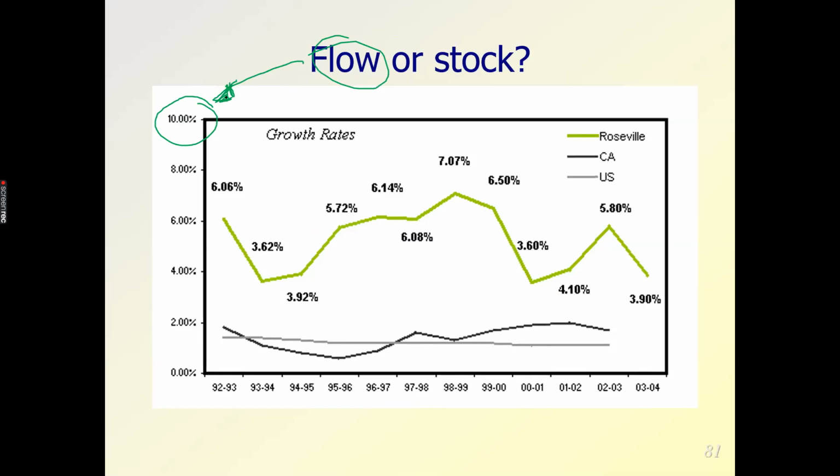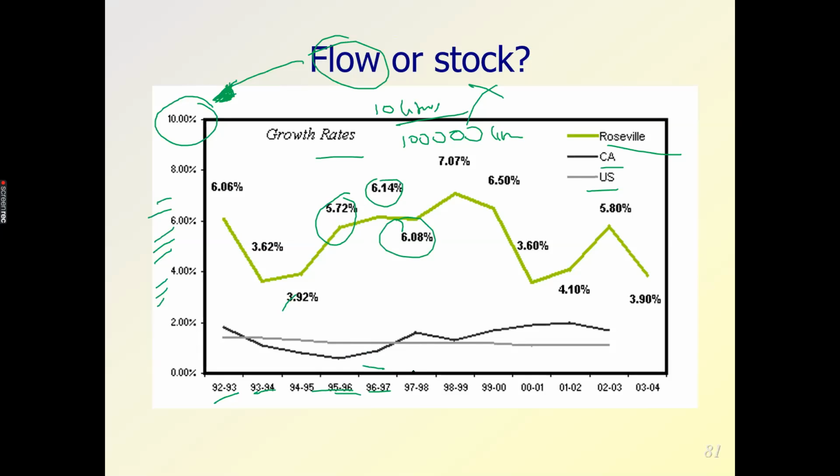Can we say how much they are producing in this case in California, the USA, and Roseville? Can we say how much in total? No, we cannot say that because we don't have absolute values. We don't really know. They may be producing 10 liters of whatever this is per week, or maybe thousands of liters each week. Now we're measuring the rate of change between years.